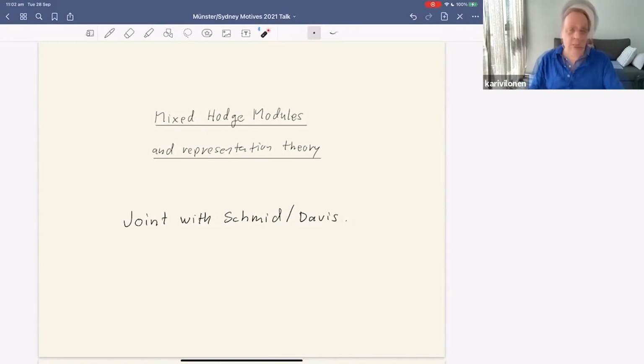I'll be talking about my joint work with Schmid and Dougal Davis. Many years ago, Wilfried and I made some conjectures about how to use mixed Hodge modules in the representation theory of real groups. Some of these conjectures were written down, and maybe some of them were not. I will partly discuss those conjectures.